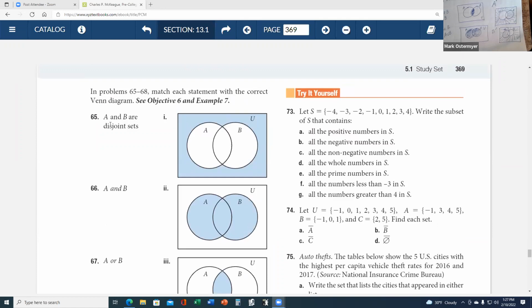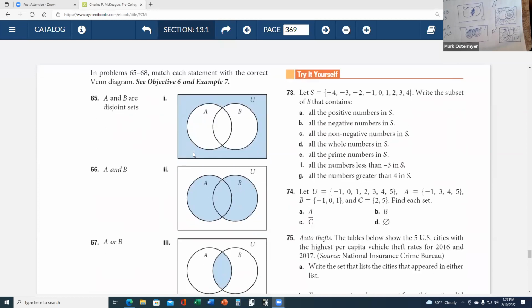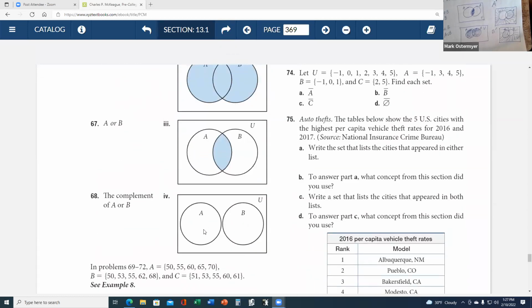Now, what does it mean to say that sets A and B are disjoint sets? Well, to say two sets are disjoint means that the sets have nothing in common. Nothing in common, ladies and gentlemen, meaning the sets cannot overlap anywhere. So to say that sets A and B are disjoint means that A and B would have to be drawn separate from each other, where there cannot be any overlap between sets A and B. So the Venn diagram that goes with number 65 would be this one here. That's saying sets A and B are disjoint. There's nothing common between these two sets here, okay?